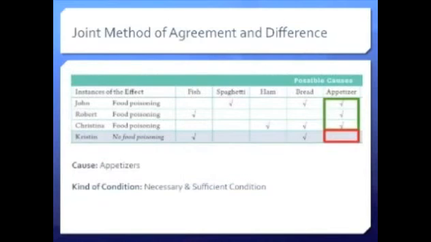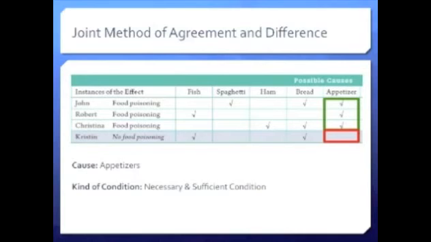After we have completed filling in our chart in accordance with the information we have, our final step is to identify the possible cause that is shared by all the positive cases and is absent in all the negative cases. As you can see, the appetizer is the only possible cause that fulfills these 2 conditions. So according to Mill's joint method, the appetizer is the cause of the food poisoning.